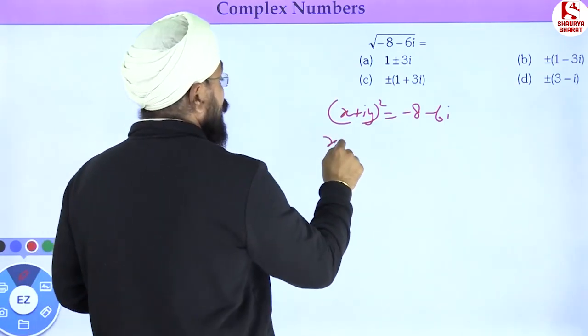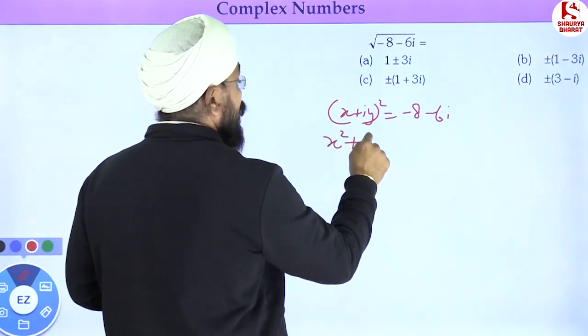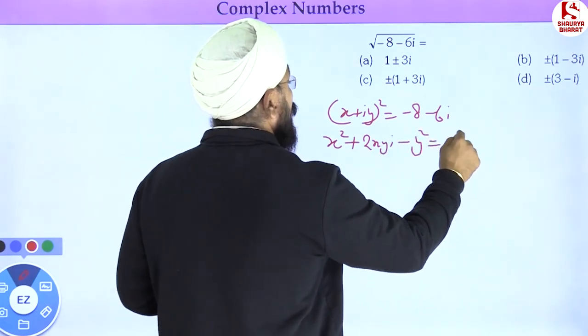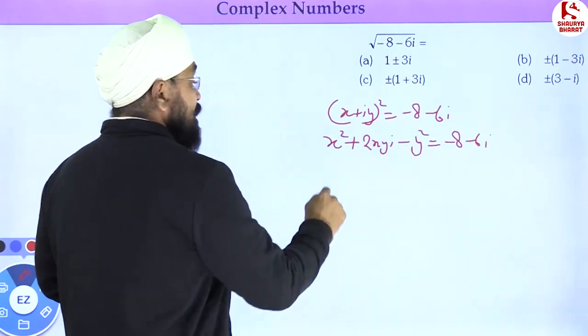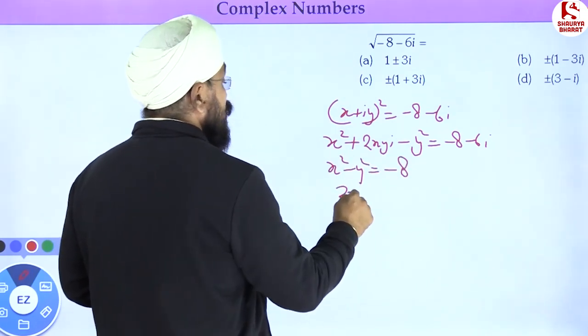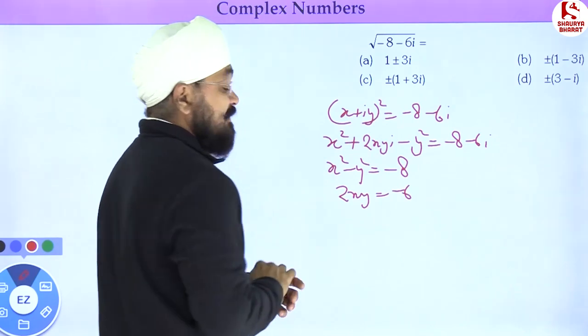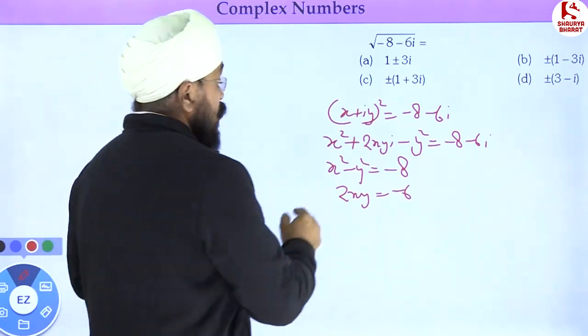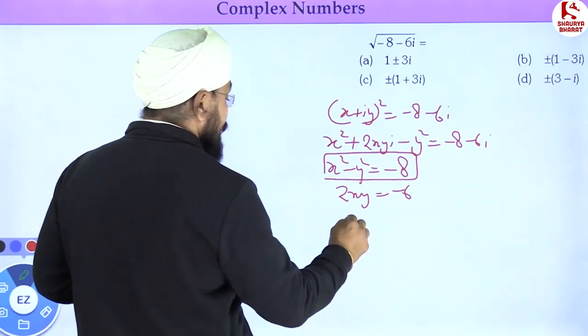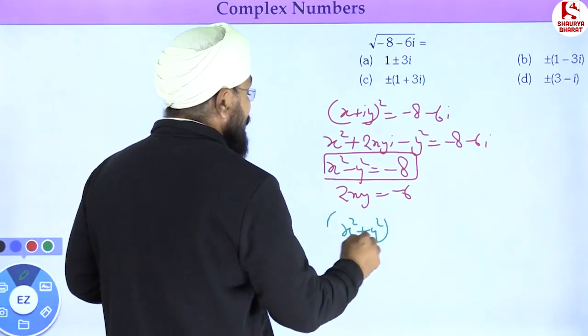Then when you square it, you will get x square plus 2xy iota minus y square equal to minus 8 minus 6 iota. That is, x square minus y square is minus 8 and 2xy is equal to minus 6. Isn't it?